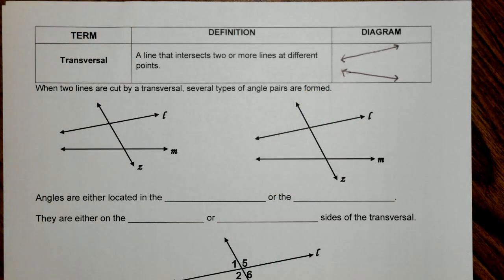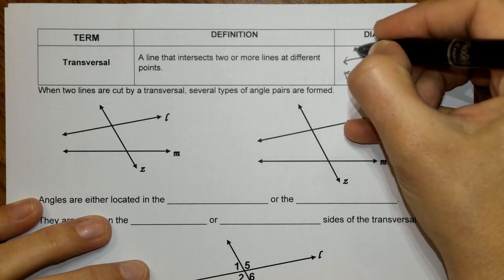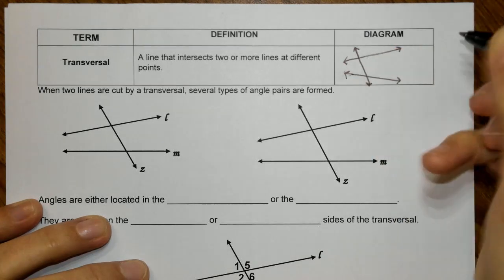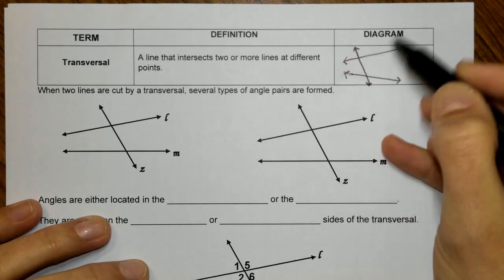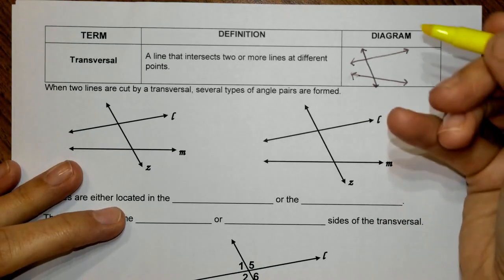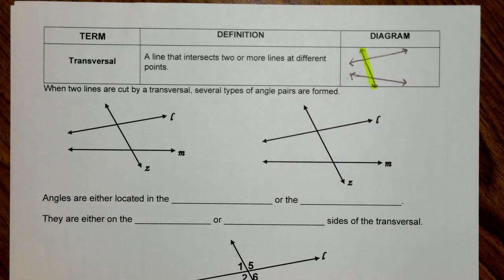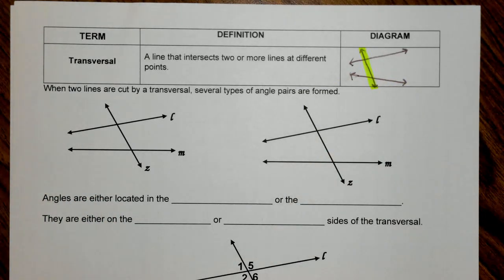So we have these 2 lines. We're going to draw the transversal. It is going to intersect both lines at different points. Okay, and it doesn't have to go this way. It can go diagonally the other direction. It can be anywhere on this line. But this guy right here that cuts through 2 or more lines at different points, that is going to be your transversal.